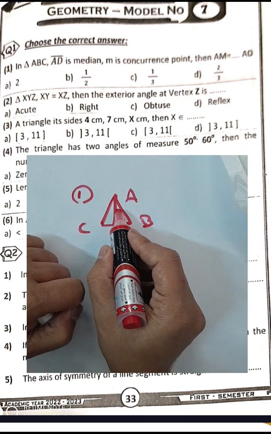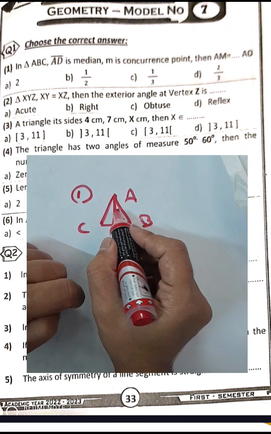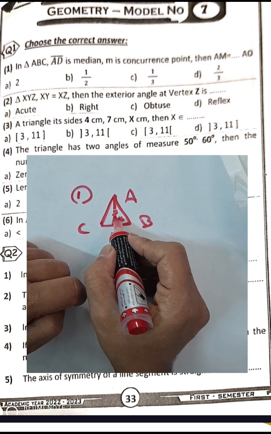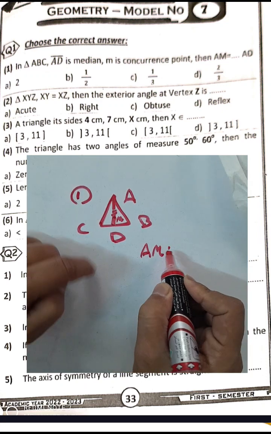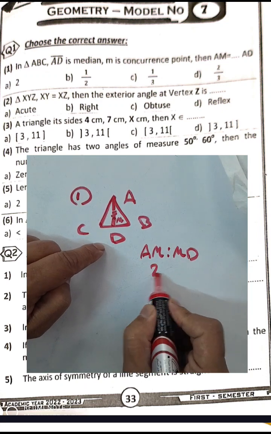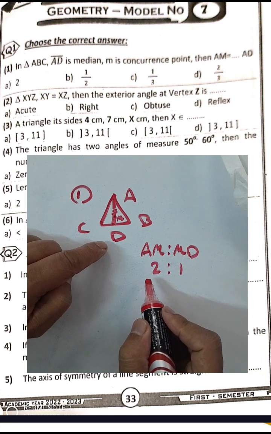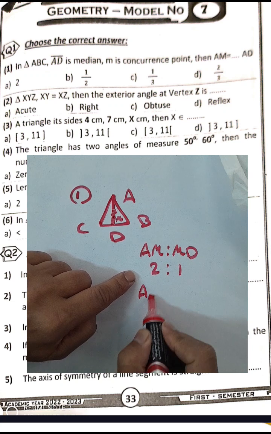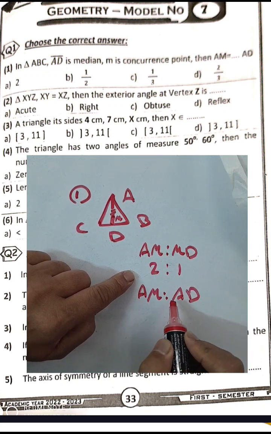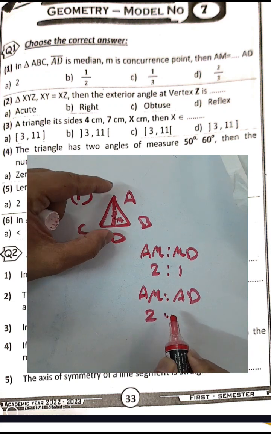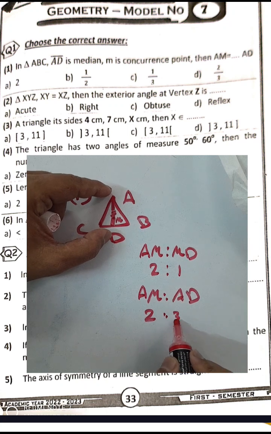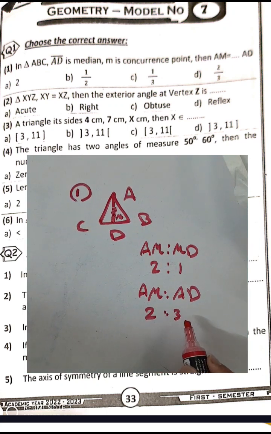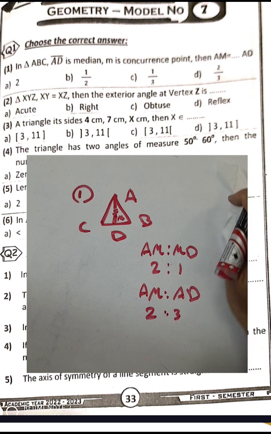Here, ED is divided into two parts, EM to MD. The ratio between them equals 1. And you want to find the ratio between EM and ED. EM is two parts, and ED is 2 plus 1 equals 3. The ratio between them is 2 to 3.